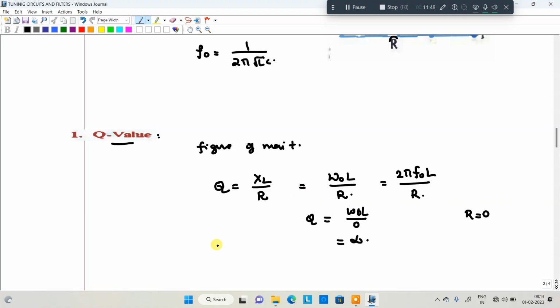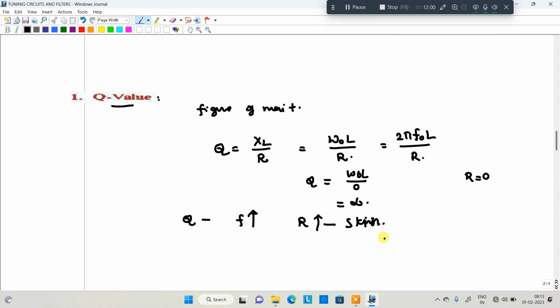Even at very high frequencies, the resistance will be more because of the skin effect. In the previous chapter I explained that due to the skin effect, the current flows on the surface of the conductor, and the area utilized by the current is reduced. That means the resistance increases. Whenever the resistance increases, the quality factor decreases. So at very high frequencies the quality factor is reduced because of the skin effect. So this is about the quality factor.